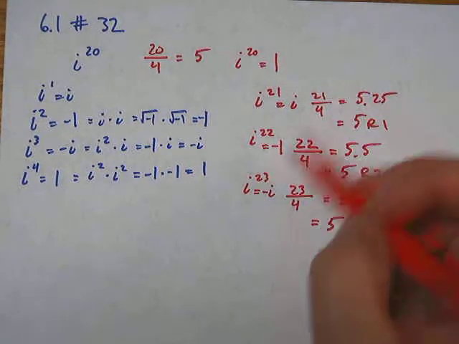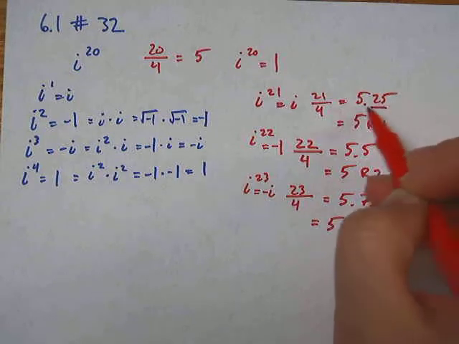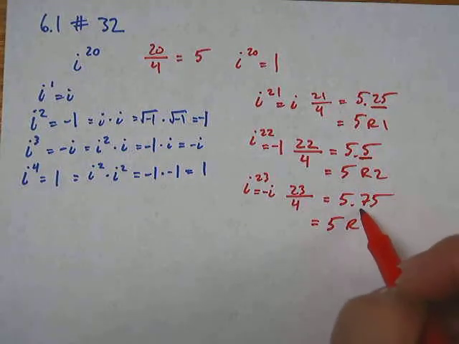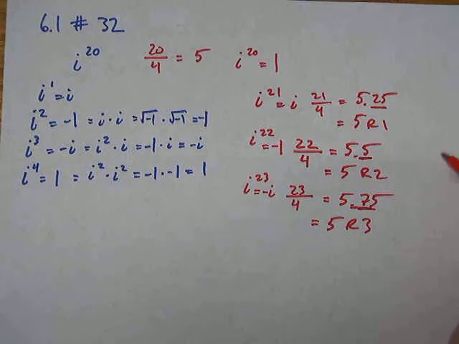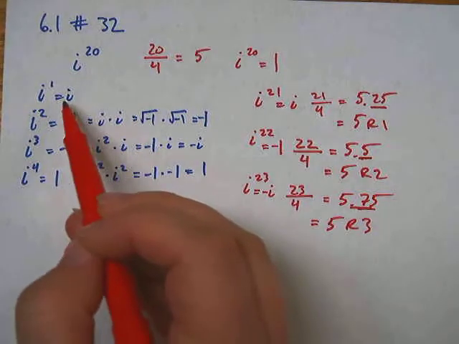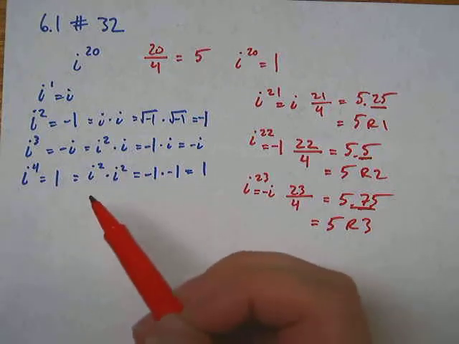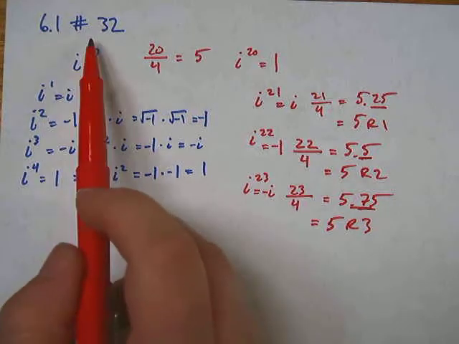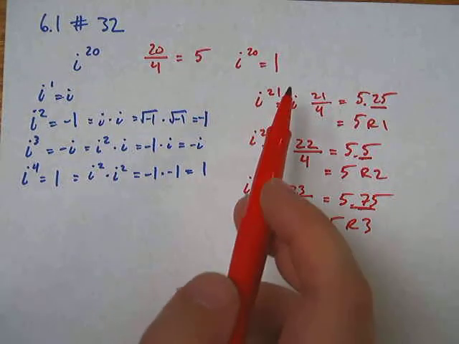Alright, so if you're doing the division here, remainder 1 is always going to be 0.25, remainder 2 is going to be 0.5, and remainder 3 is going to be 0.75, so that's what your decimal on the end is going to be for each of those. So that's how you can tell with each of these where it corresponds with our repeating i cycle here. Alright, but your answer for 6.1, number 32, is just going to be i to the 20th is equal to +1.